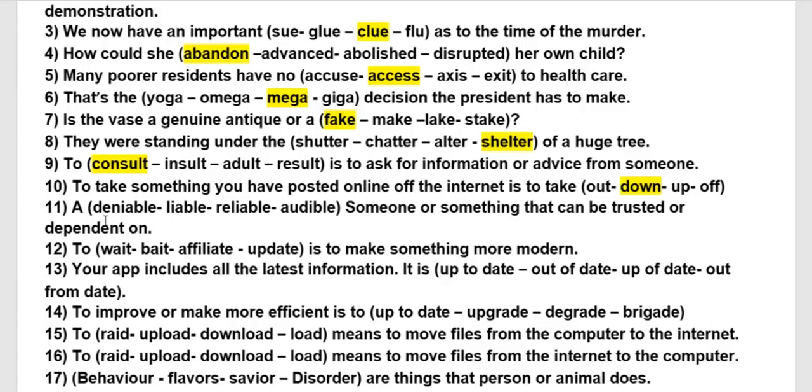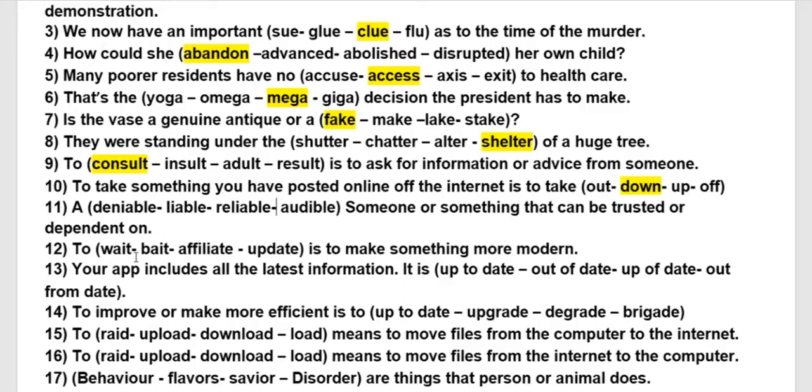Number 11. Reliable, someone or something that can be trusted or depended on. As for reliable, it can be trusted. This is the correct answer. As for liable, responsible.